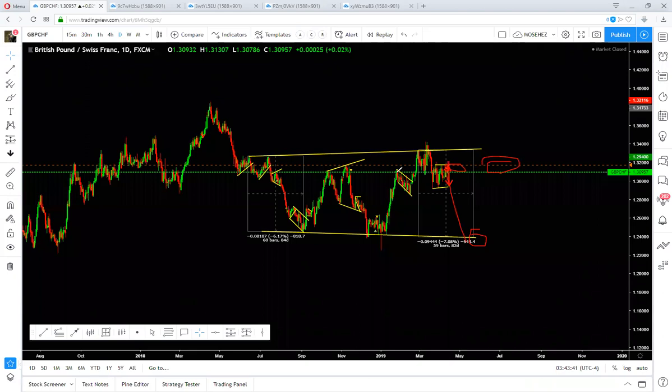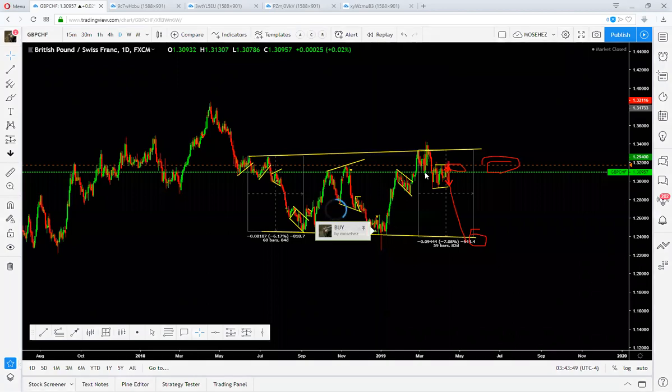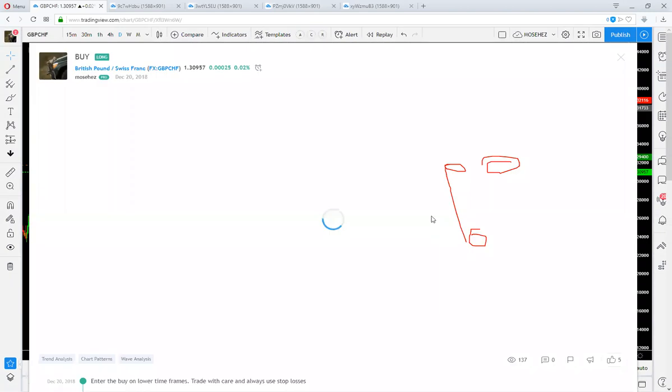We've made a lot of money from this trade. When it was down here, we were buying it, so it came to the top. Now we are selling it. So you can see the way this pair moves.